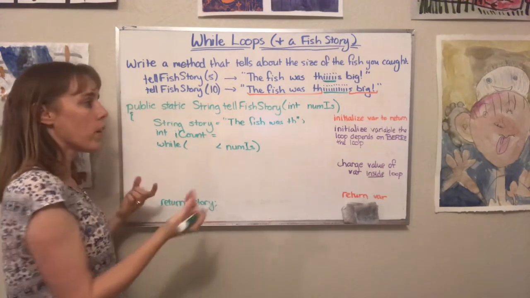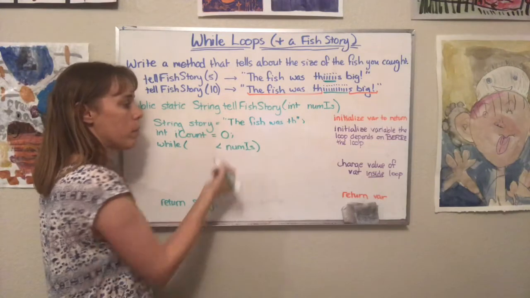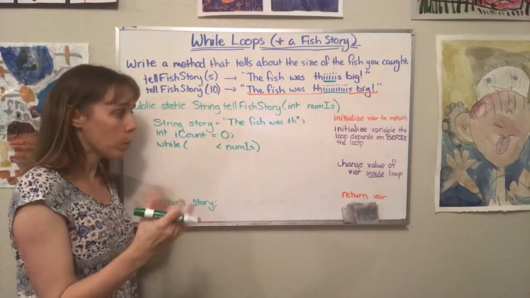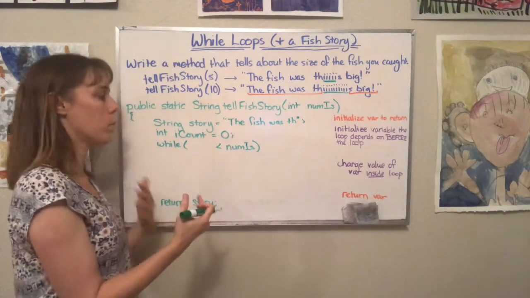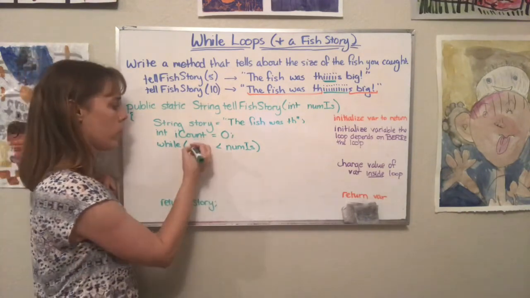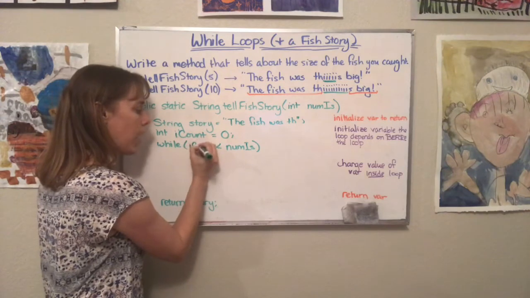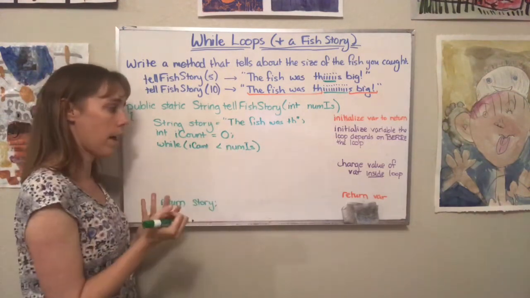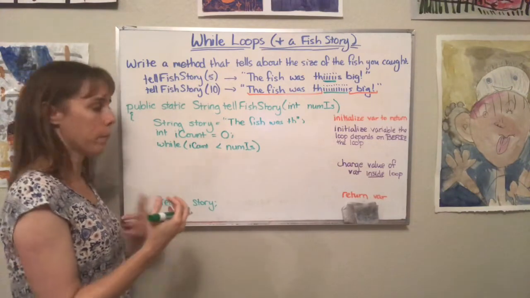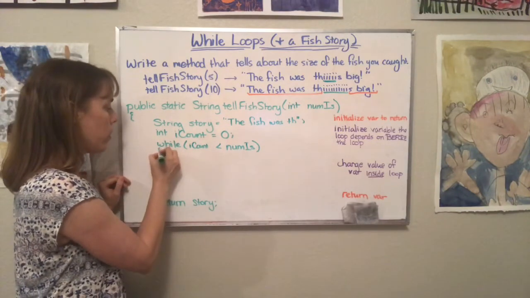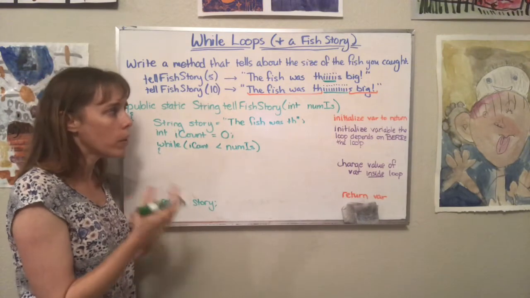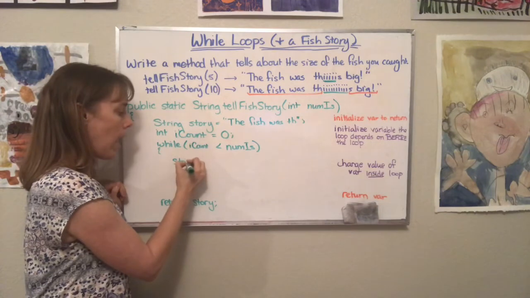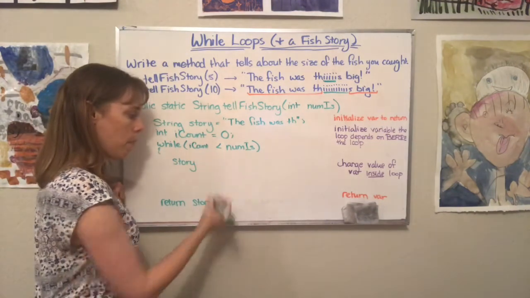Now, when I start, there are no eyes, so it seems reasonable to initialize that to 0. But in other problems, you might want to initialize this to something else. But if it's a counter, usually 0 is a good start. Okay, so as long as iCount is less than the number of eyes that I'm supposed to have, this code is going to run. So what I want to do in this code is I want to build up eyes. So I want to take story and I want to add on to it.